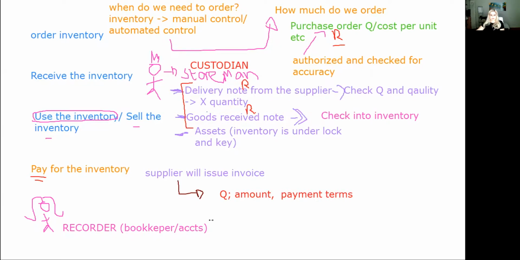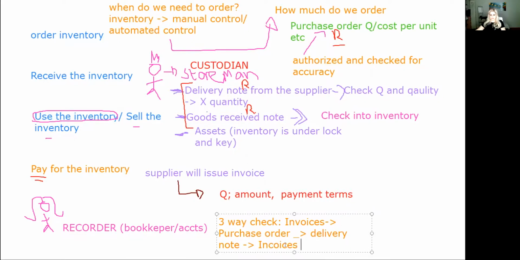Now, when I talk about a three-way check, control one is going to be a three-way check. They're going to check that the invoice matches the purchase order, matches the delivery note, which was signed for, matches the invoice that's been received. So you see, this is a three-way check.